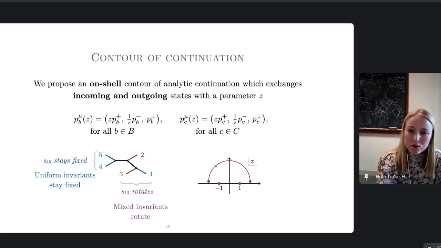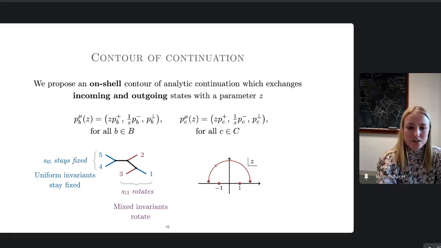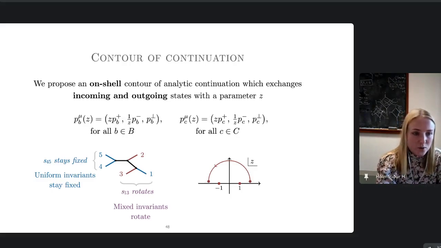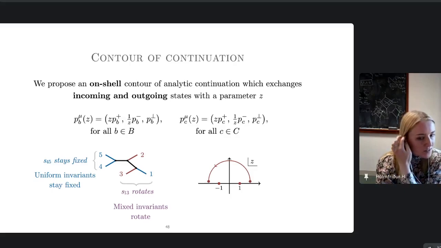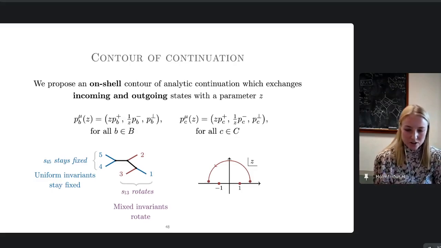And then we take the z and rotate it in the complex plane from positive to negative. Note that this keeps all particles on shell at all times during the rotation, because p squared is just the plus and minus components multiplied minus the perp squared, so the z and 1 over z cancel out. We can use these colorings to probe what happens to the different Mandelstam invariants. The ones that have a uniform color stay fixed. But the ones that have a mixed color, like this S13, are the ones that actually rotate during the analytic continuation.